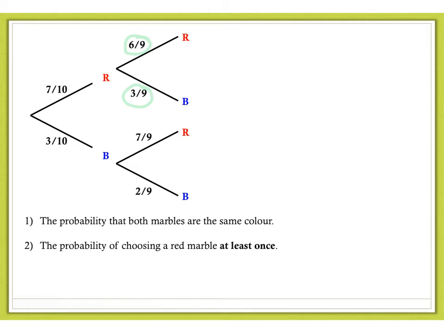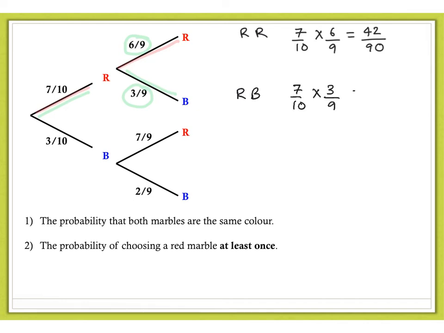So here, if we follow this first path at the top, we're pulling out a red marble and then another red marble, so RR. The probability of that is 7/10 multiplied by 6/9. Again, no simplification. I'm simply going to multiply and write down an answer of 42 over 90, which I'm not going to simplify just yet. Do it at the end. It's much easier. Over here, we have a red marble and then a blue marble. So that is RB, which is 7/10 multiplied by 3/9, which gives us 21 over 90.